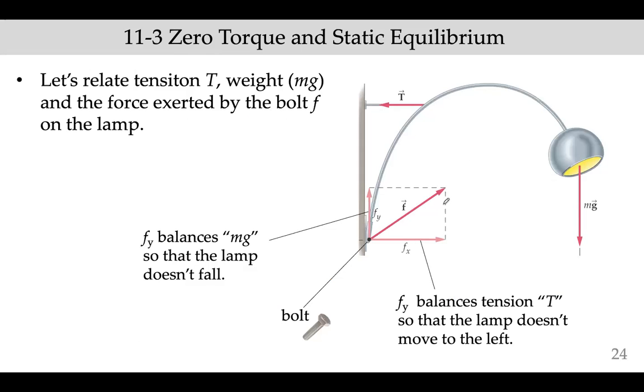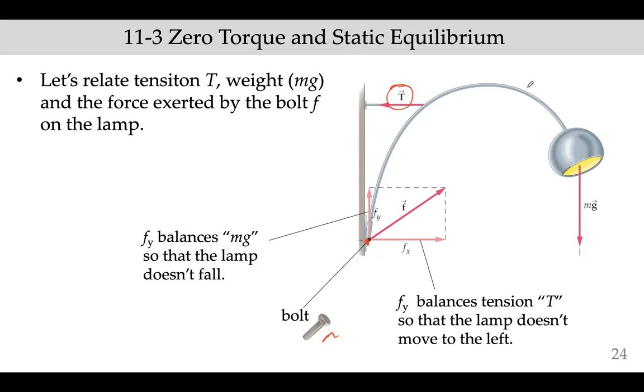So this problem, I like this problem. It looks complicated, but it's easy. It's an equilibrium question, again, static equilibrium. So you have this lamp. It's a fancy lamp. It's connected to the wall with this piece, and there's also a bolt here. So there's this bolt. Now let's relate the tension. There's this tension on this piece. There's the weight of the lamp.